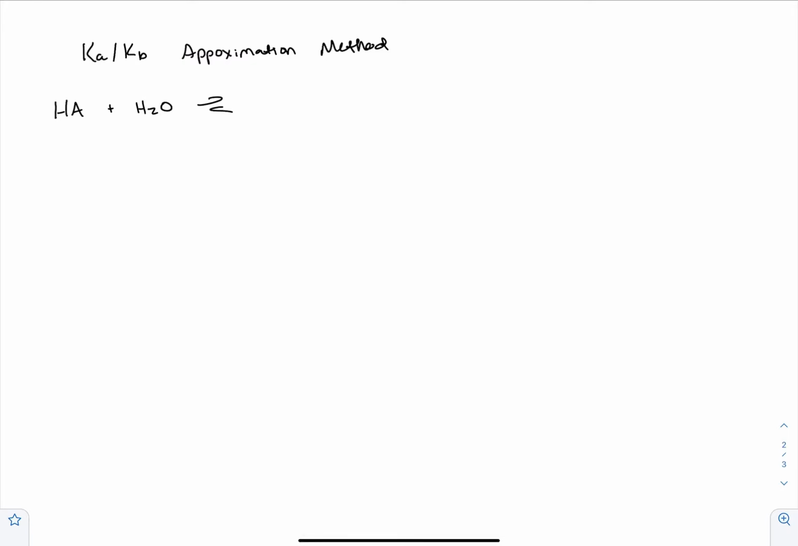That gives us A minus. A lot of people do this, with A standing for anion, and H3O plus. Now, because I made H3O plus, that means it's a Ka. And so A minus times H3O plus over HA.